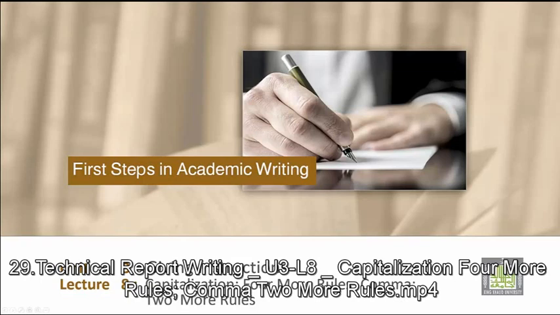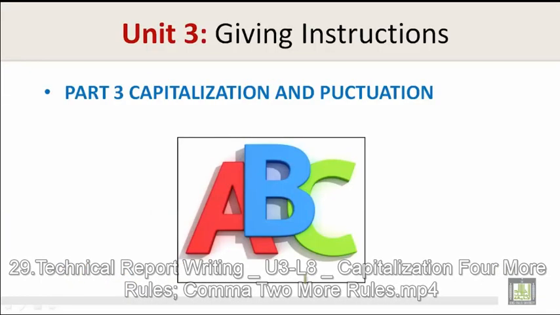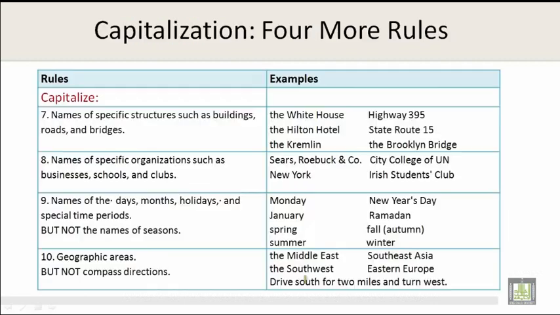Unit 3, Giving Instructions. Part 3, Capitalization and Punctuation Rules. To continue the rules of capitalization, let's read number 7. You should capitalize names of specific structures such as buildings, roads, and bridges. Please take a look at the examples on the right. Number 8. You should capitalize the names of specific organizations such as businesses, schools, and clubs. Please take a look at the examples on the right.